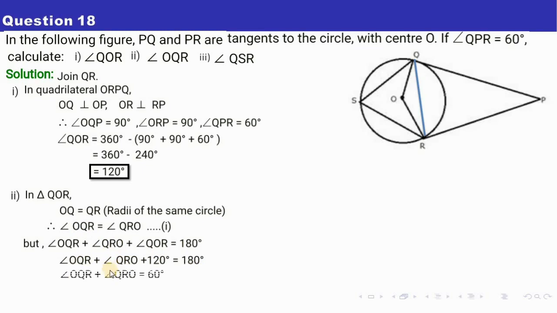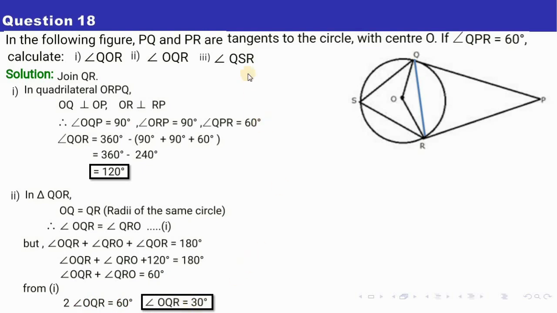So this becomes 2 times OQR. All right, so 2 times OQR will be equal to 180 minus 120. This goes over there. So 180 minus 120 is 60 degrees, right? Okay, so from here, what is my angle OQR? Angle OQR turns out to be 30 degrees.